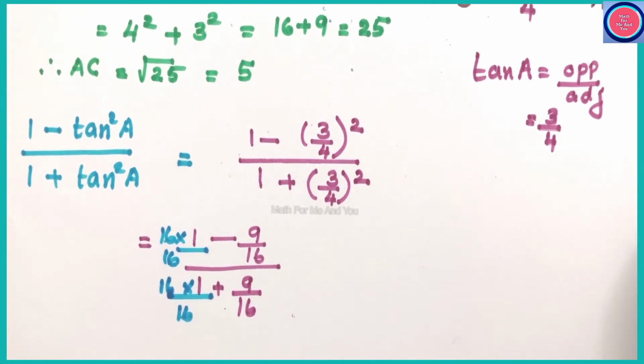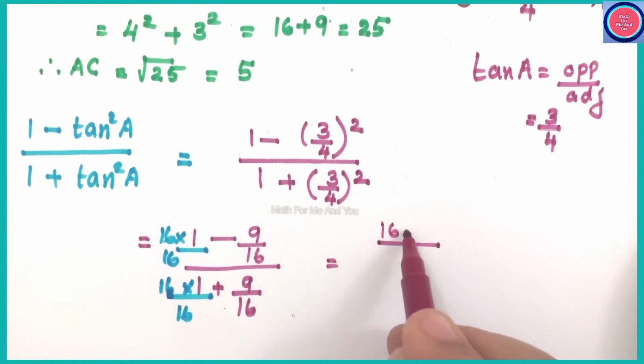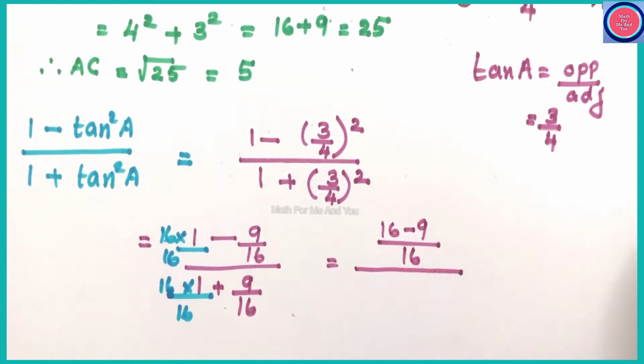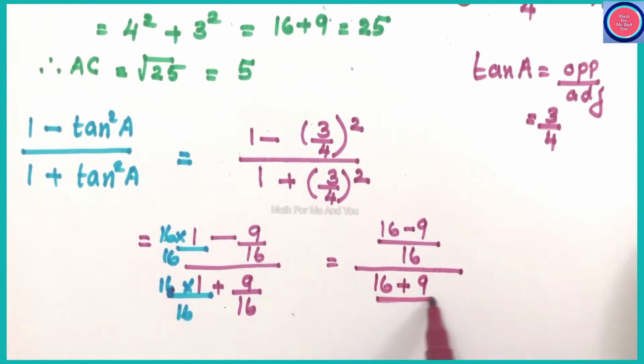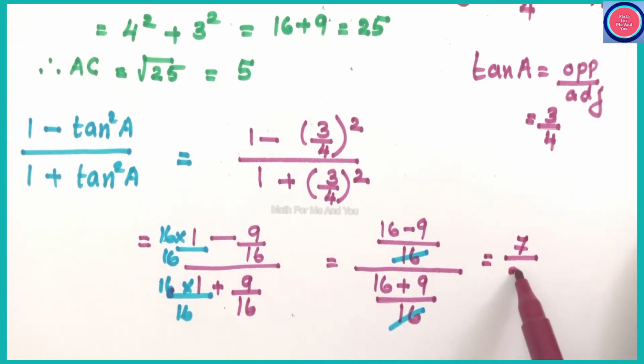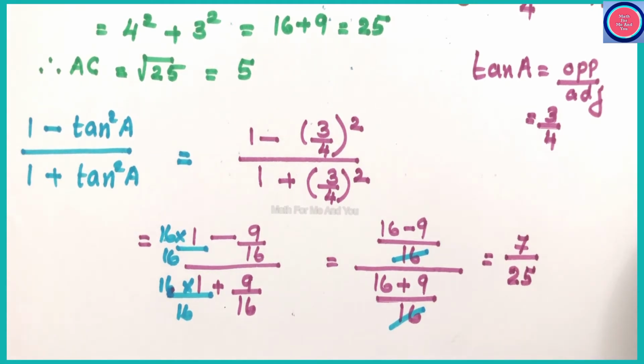See, the numerator and denominator, both the fractions we have changed with the same denominator. So we can write 16 as the common denominator. 16 minus 9 divided by 16, over 16 plus 9 divided by 16. Two fractions have the same denominator 16, so we can directly cancel the common denominator. Now what is left? 16 minus 9, that is the numerator, 7, divided by 16 plus 9, it is 25. So we get the answer 7 over 25.